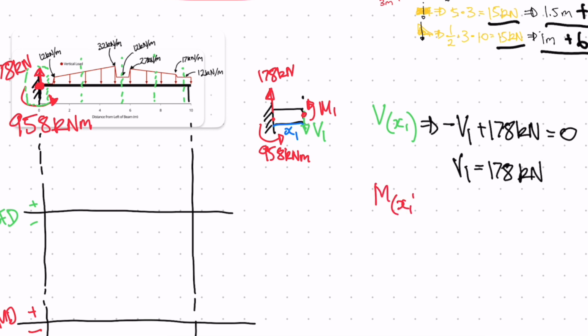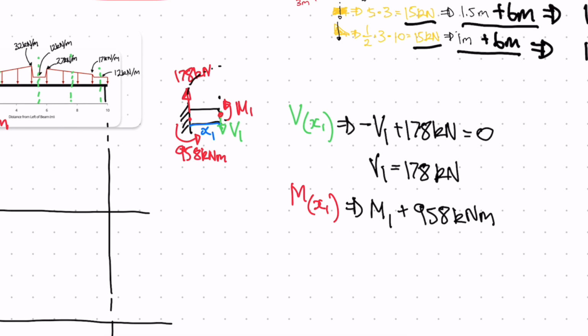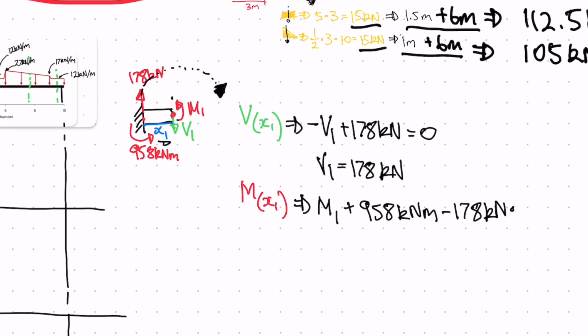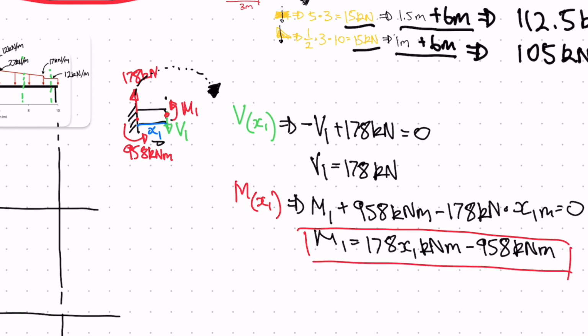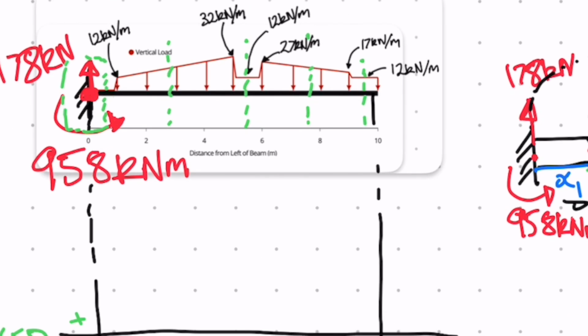And then our moment, as a function of X1. So we have our positive M1, we have a positive 958 kilonewton meters, and then we have a negative 178 acting in this direction at a distance of X1. So negative 178 kilonewtons multiplied by X1 meters is equal to 0. So our M1 will be equal to 178 X1 minus 958. And so this will be our M1 and we have our V1. So we found our first section, up until this point, to our X1.